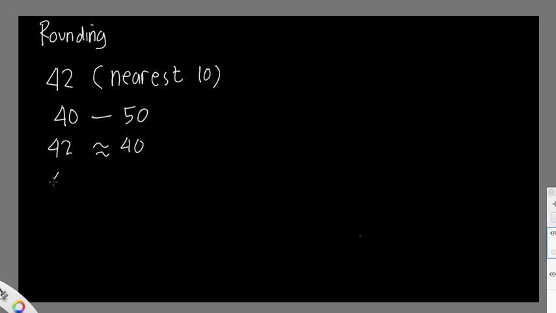So how about if we have the number 47? What is the rounding? Since 7 is bigger than 5, we can round 47 to be 50. So how about 45? What is the rounding to the nearest 10? Since we know that 5 is equal to 5, as a rule for rounding, the answer is 50.